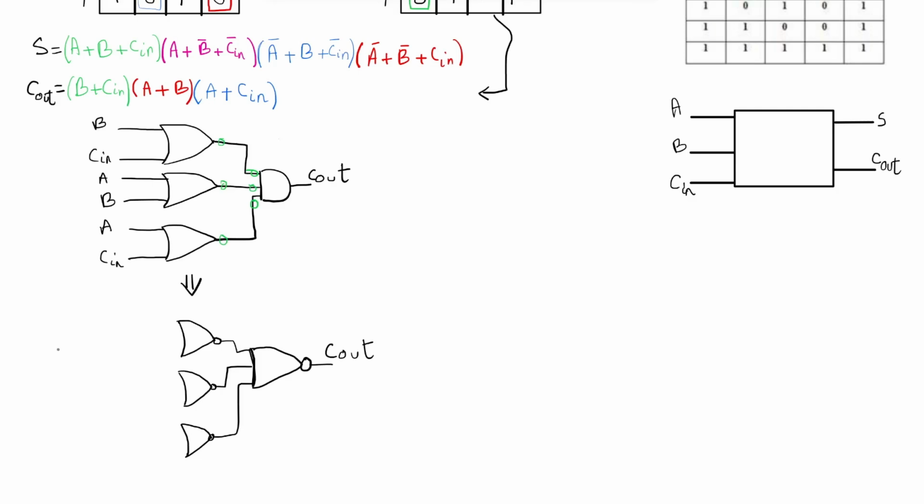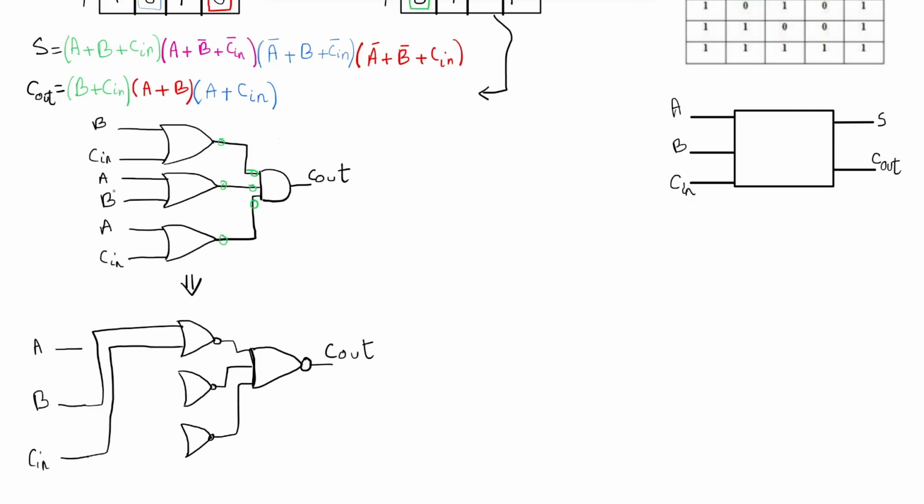And we have 3 inputs, A, B, and Cn. And now we can know how to wire them. So at the top NOR gate we have B and Cn. So we can get B and Cn.